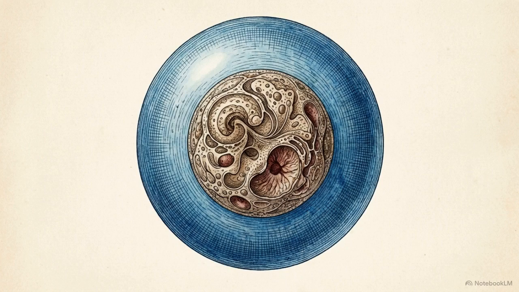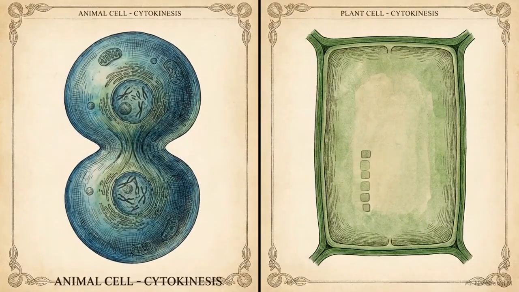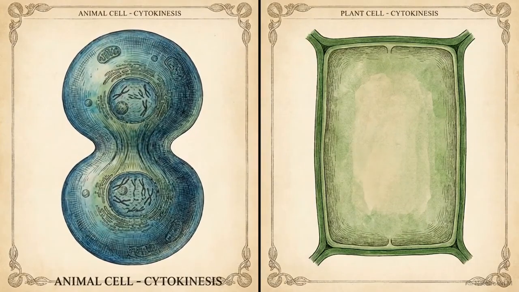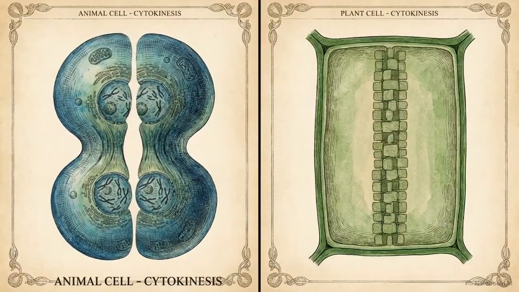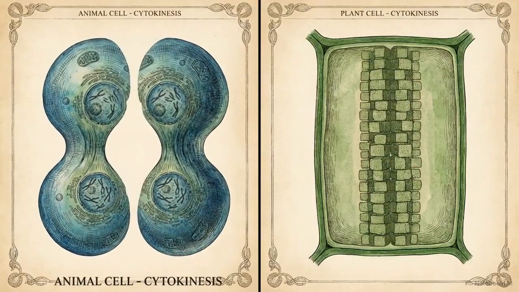To successfully divide, a cell must execute two precise, simultaneous tasks. First, it has to accurately segregate its genome. Second, it has to physically partition its cytoplasm into two entirely separate spaces. The specific division strategy a cell deploys depends on two dictating factors.